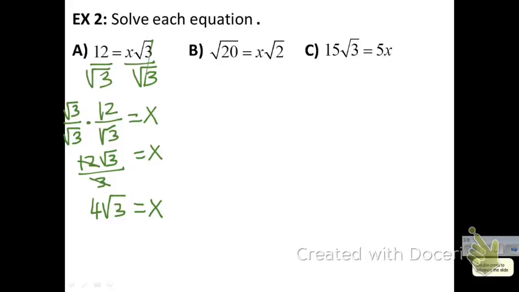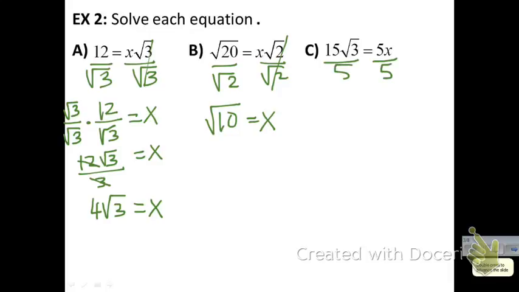On B, to isolate the x, we go ahead and divide by root 2. And we can divide those, and we talked about if they have the same index and these two numbers are divisible, then we can just go ahead and divide them. So 20 divided by 2 is 10. We leave the radical, and you get the square root of 10 equals x. On C, we got to isolate the x by getting rid of the 5, so we divide by 5. They divide there. On the left side, 5 does divide into 15 3 times, so 3 root 3 is your simplified form.